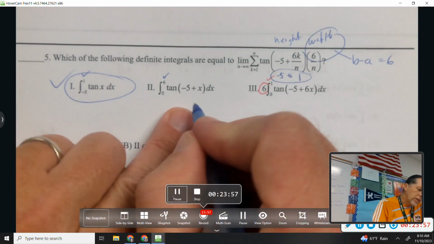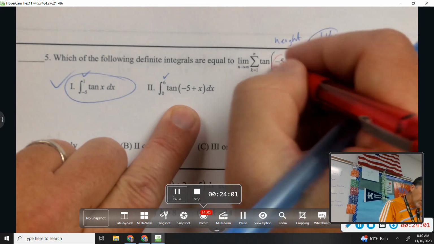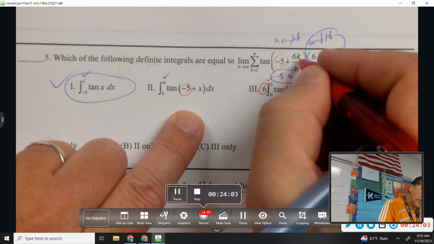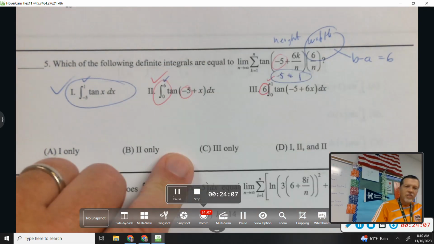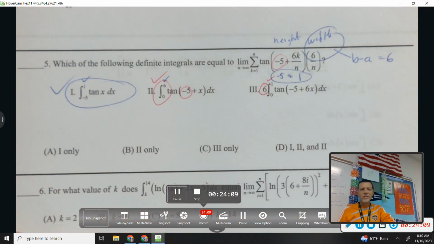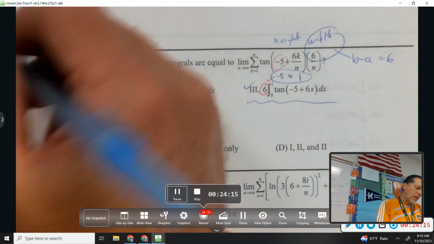2 looks weird because -5 then is part of the problem, and you're going just from 0 to 6. So that one's good. This is weird. And then 3 is good because of that 6 out front. I'm not really worried about this one. They're all 3 right.